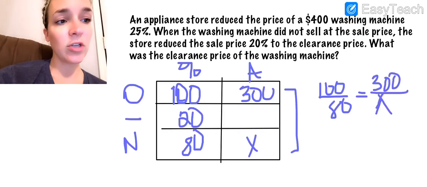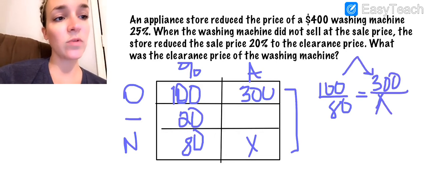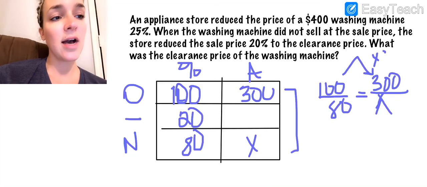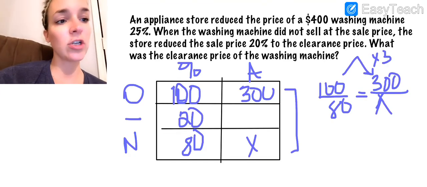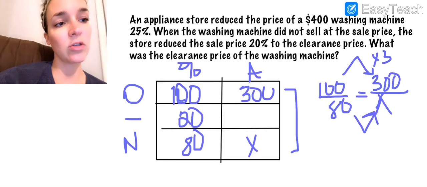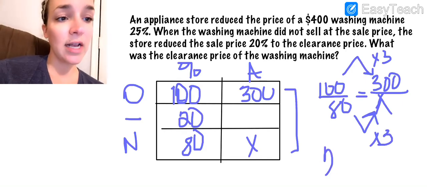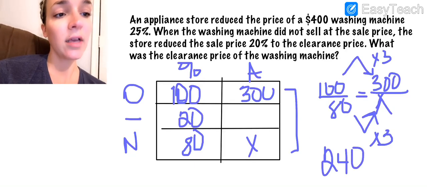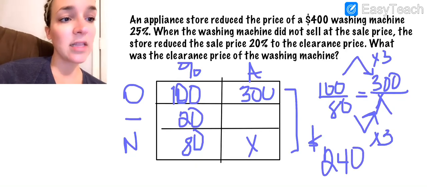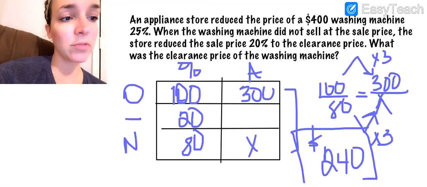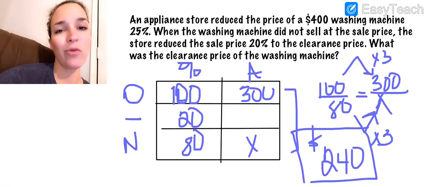So then, similar to what we did in the last one, I can also say on this one, oh, I see that 100 times 3 is 300. So if that's what's happening on the top, that must also be what's happening on the bottom. So I know that 80 times 3 is actually 240. So that means that the clearance price of my washing machine has to be $240.